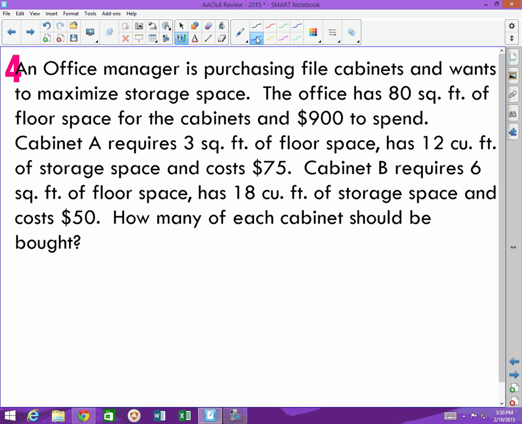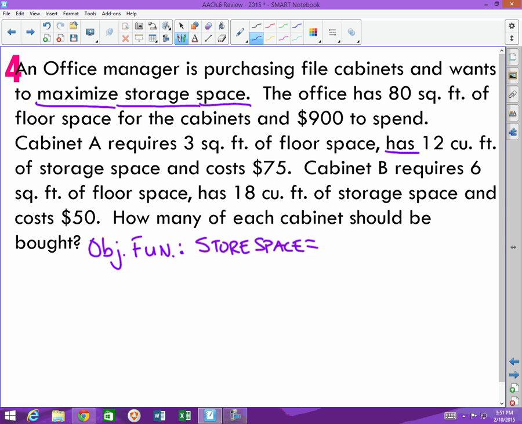Well, first thing you have to do is figure out what is your objective function going to be. And in this particular case, we are trying to maximize storage space. So storage space is equal to 12 cubic feet of storage space for part A, so 12 times X, and 18 cubic feet of storage space for B, so plus 18Y.